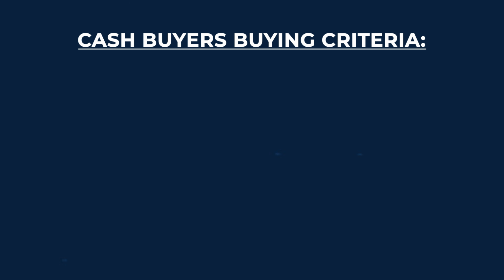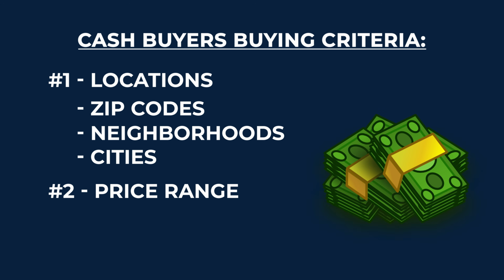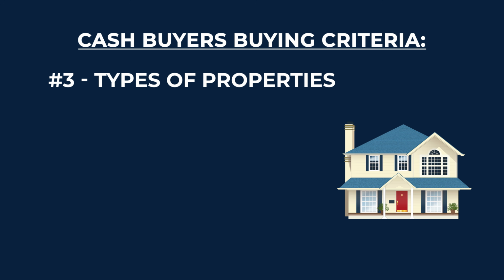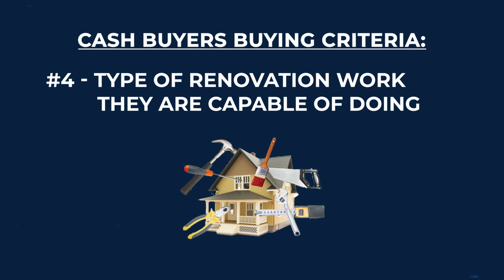So a cash buyer's buying criteria includes the locations your cash buyers like to buy in. So the zip codes, neighborhoods, cities, the price ranges they like to buy property in. So maybe up to $200,000 or a $2 million purchase price. And then the types of properties they're actually looking to buy. Are they looking to buy houses or duplexes, condos, multifamily, maybe mobile homes? And the type of renovation work they're capable of actually performing.